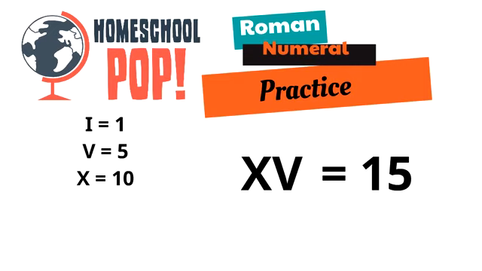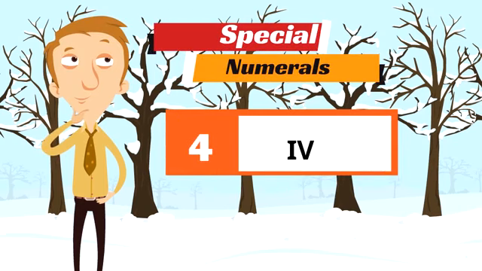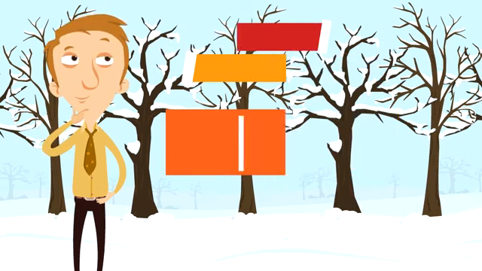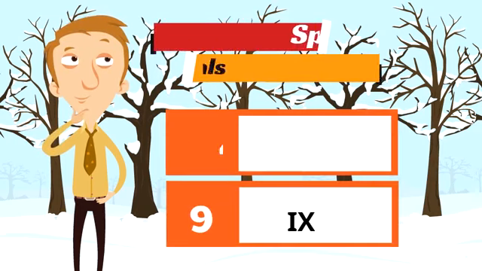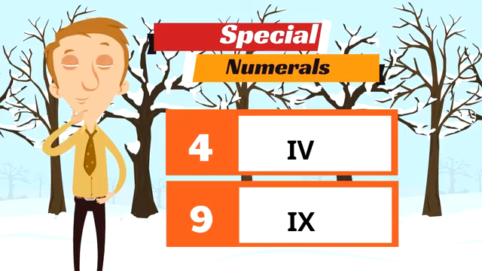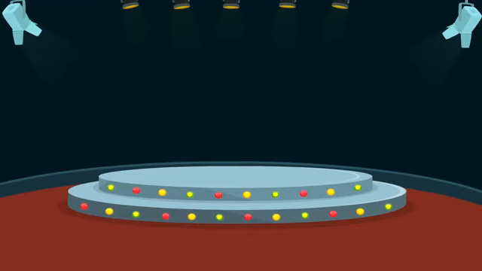Now that we've looked at how to put some of these together, I want to tell you about two special numerals that are a little bit different, and so you're going to have to just remember these on their own. The first is the number 4, and the number 4 is represented with an I and a V, and the I is before the V because 4 is 1 less than 5, which is V. So remember, with 4, it's IV. With 9, it's similar, except with the X. 9 is IX. X is 10, and I is just before it, so 9 is IX. Okay, that was really cool.